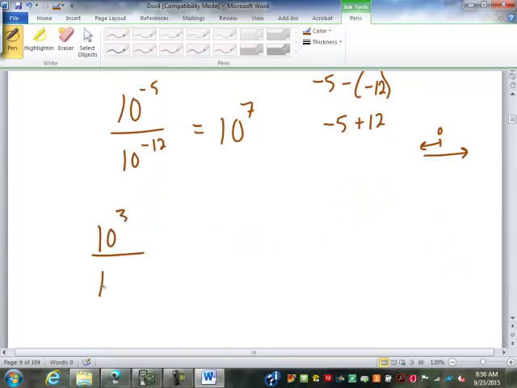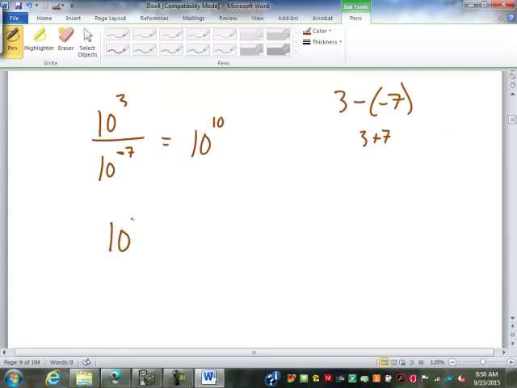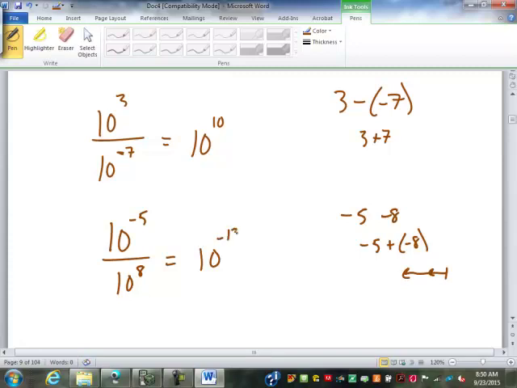10 to the 3rd divided by 10 to the negative 7th is going to give us what? 3 minus a negative 7 is 3 plus 7, or 10. 10 to the negative 5th divided by 10 to the 8th is negative 5 minus 8, which becomes negative 5 plus negative 8. Negative 5, negative 8 is negative 13.